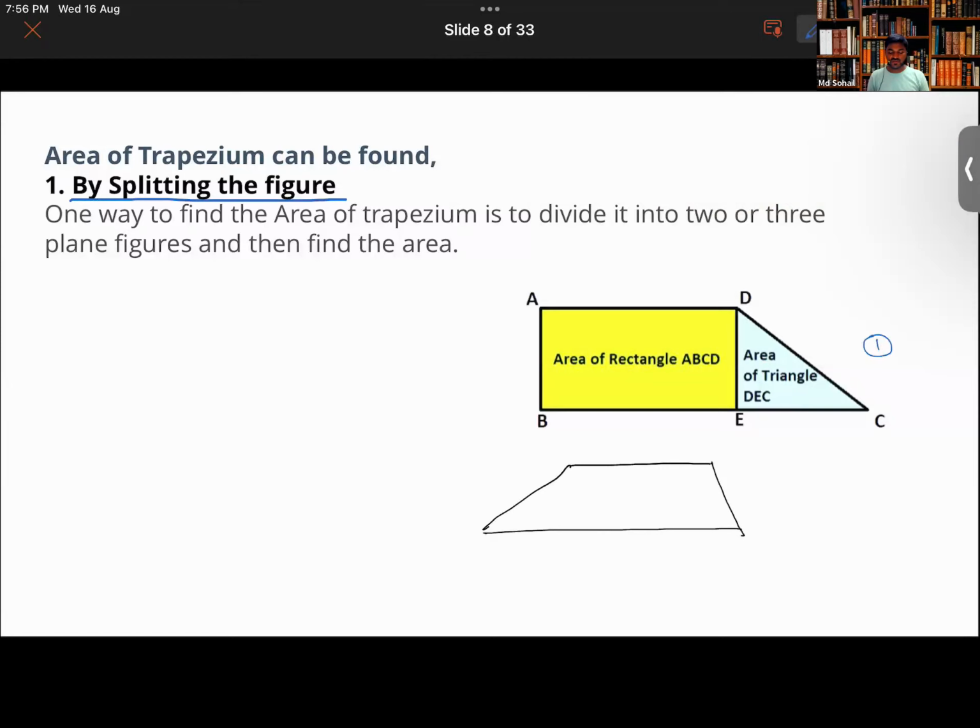Suppose you were to have this type of figure. In this one, you will split the figure again. You will basically try to make a rectangle out of it. Let's label it A, B, C, D, E, and F. So you are left with the rectangle A, B, C, D, and two other triangles. Suppose the lengths are given here, let's say 5, 3, 10, and this one is also given, let's call it 4. You can calculate it in that case as well.